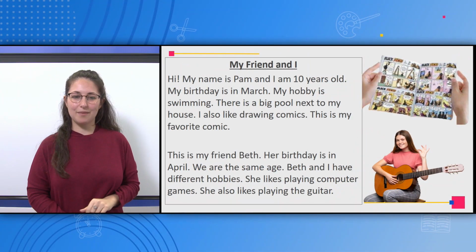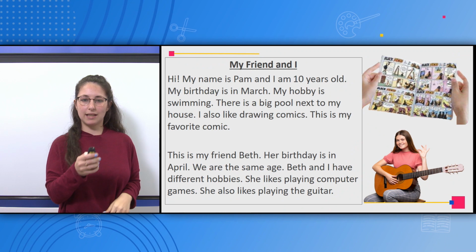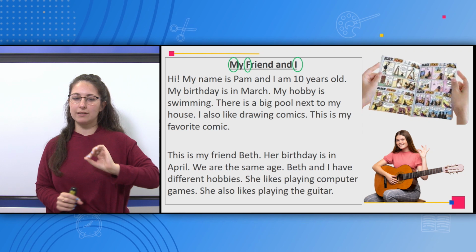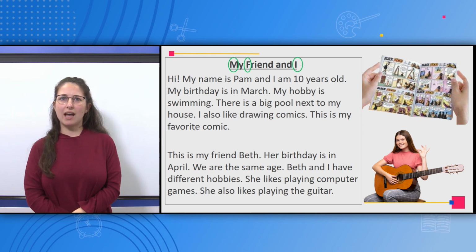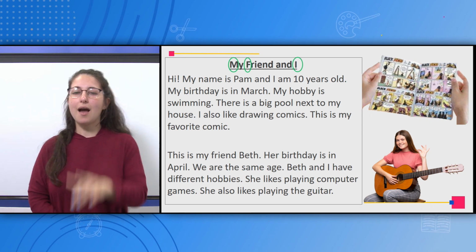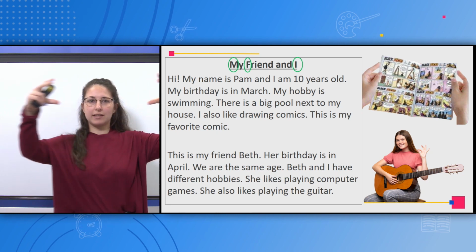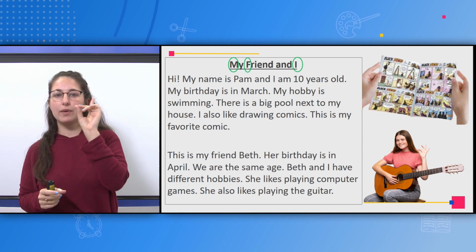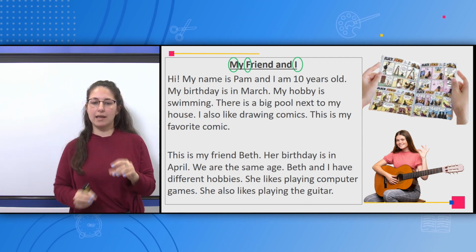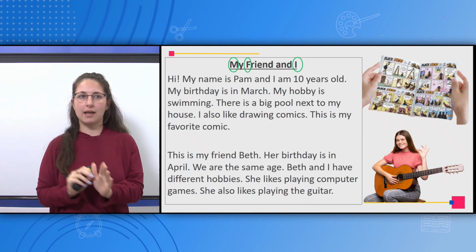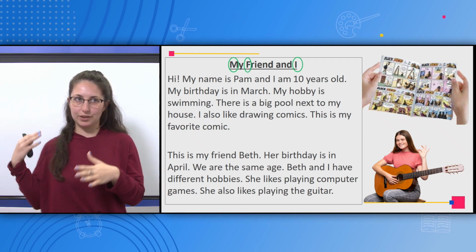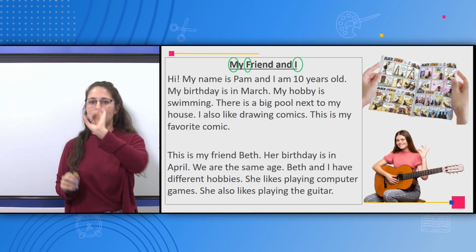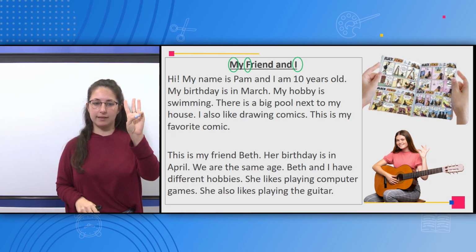Okay, good job. So, the first capital letters we can see are the green ones. We see three capital letters in green. Why do we have so many capital letters in the title? Because each title is written with capital letters. Every word starts with a capital letter in a title. My friend and I. "And" doesn't have a capital letter, but we will talk about it in another lesson. Three capital letters in the title.